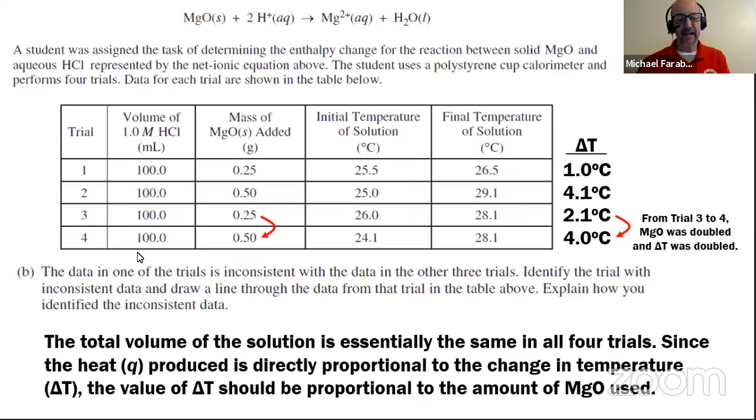Now going from trial 1 to 2, they also doubled the amount of MgO, and yet the delta T has changed fourfold, from 1 to 4.1. Okay, so something is probably wrong with either trial 1 or trial 2.